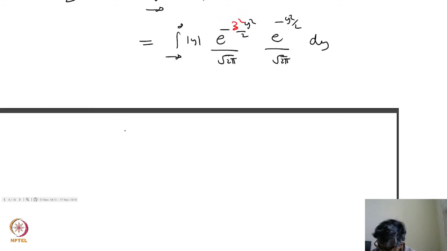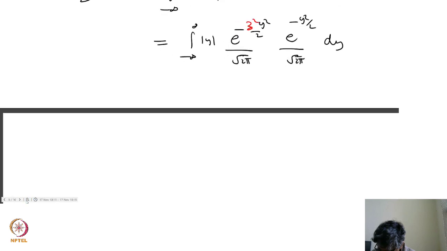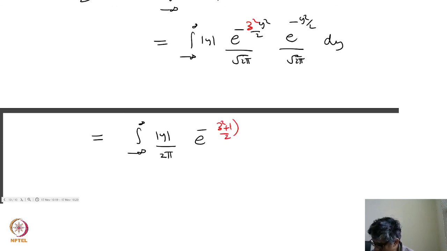And what's that going to be? If I add these two things up, I just get 1 over 2 pi, and e to the minus, z squared plus 1 is a constant, so I just get z squared plus 1 by 2 times y squared, dy. This is what I end up with.